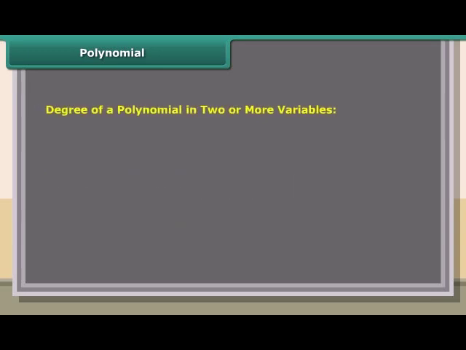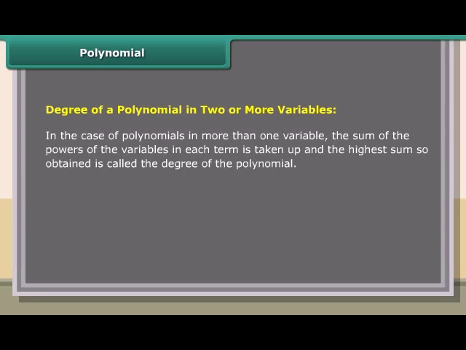Degree of a polynomial in two or more variables. In the case of polynomials in more than one variable, the sum of the powers of the variables in each term is taken up, and the highest sum so obtained is called the degree of the polynomial. Example: 5x square y cube minus 3xy square plus 6 minus square root 2x raised to the power 4 is a polynomial of degree 5 in x and y.